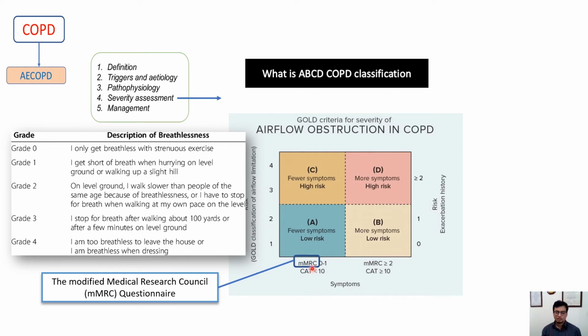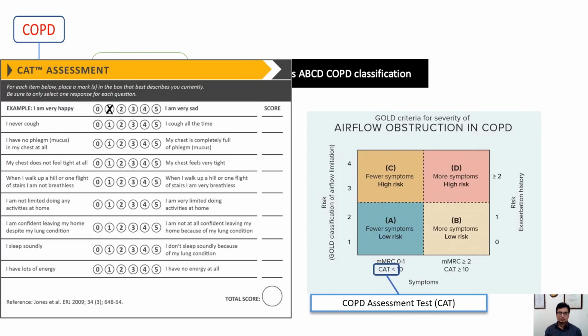So if MMRC grading is more than 2, that means the patient has more symptoms. Now the next one, that is CAT. What is CAT? CAT is the COPD Assessment Test. So how do you perform it? You have a questionnaire like: I never cough, I have no phlegm or mucus, my chest does not feel tight at all, when I walk uphill or one flight of stairs I am not breathless, I am not limited doing any activities, I sleep soundly, I have lots of energy.